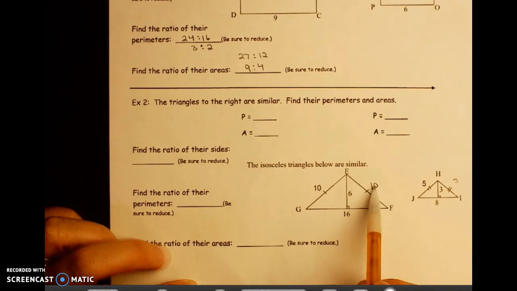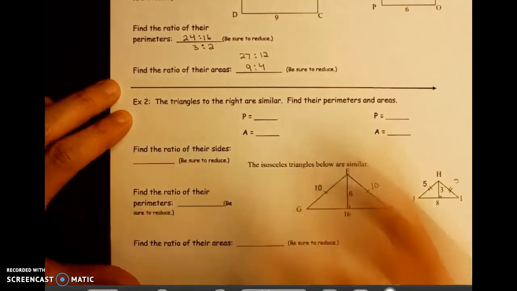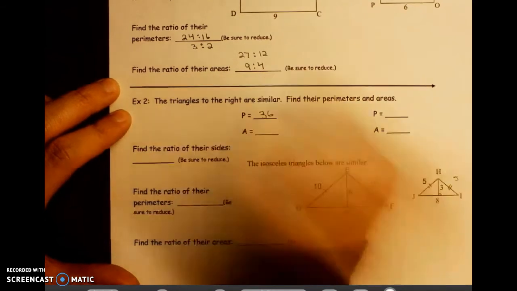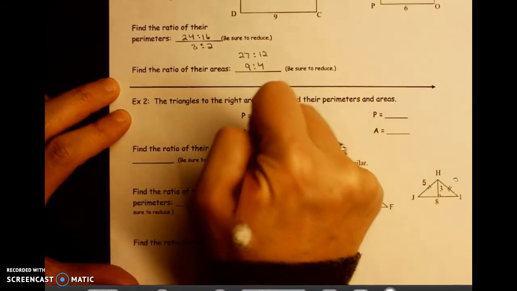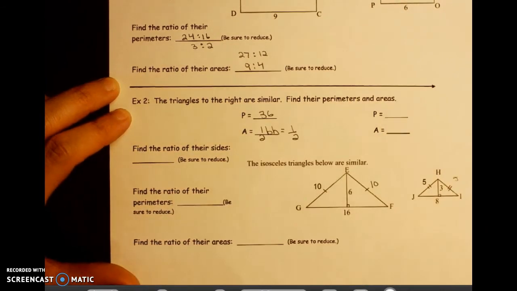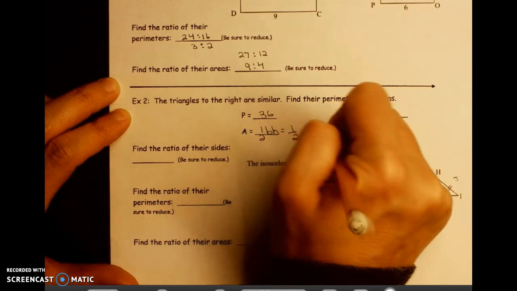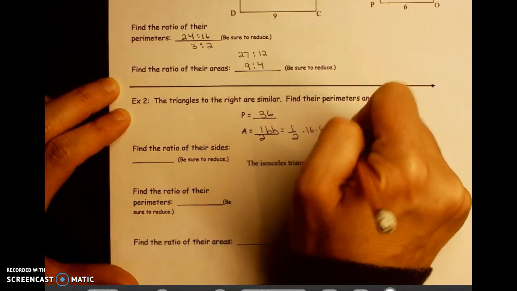If I'm looking for the perimeter, I'm going to add up all 3 sides, 10, 10, and 16. I get 36. If you remember, the formula for area of a triangle is 1/2 base times height. 1/2 of 16 times 6, and we end up with 48.